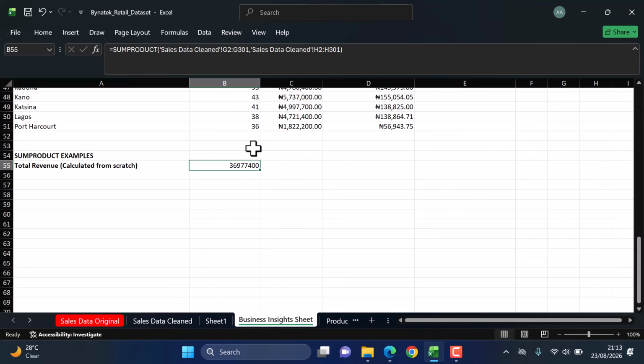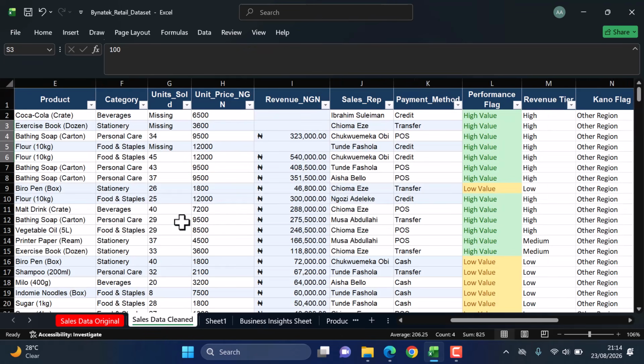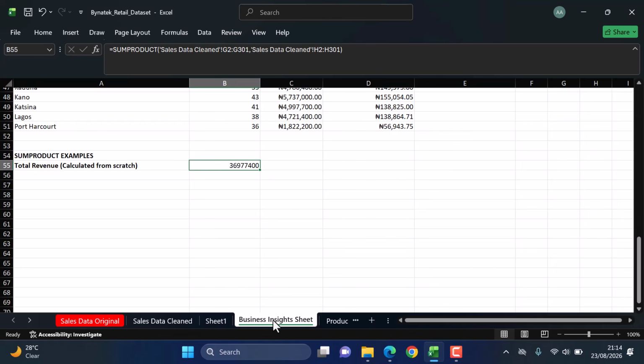It comes in handy in a lot of ways, but this is one of the ways you can use it. This will multiply every unit sold value by its corresponding unit price, and then add all the results of that multiplication together, right? That will give us total revenue calculated directly from the source data, not from the revenue column, because you can do the same with this revenue column, but we are saying how do you calculate it directly from the source data, right?